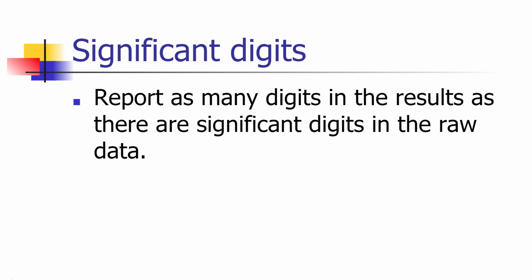In general, the number of significant digits you report when you report your regression results should be consistent with the level of accuracy that's in your underlying data.